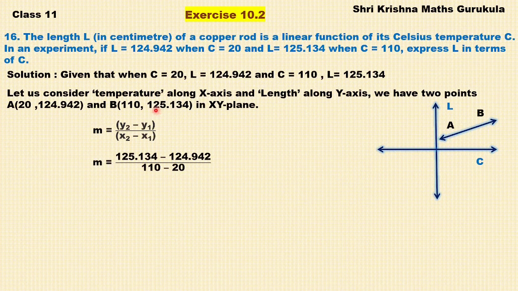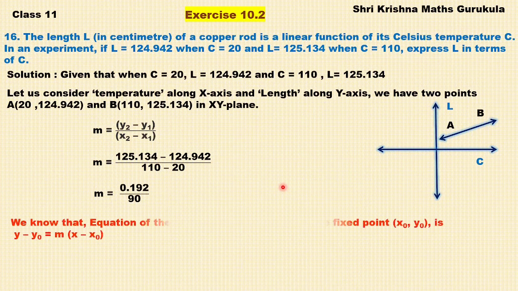Then it will be 125.134 minus 124.942 whole divided by 110 minus 20. So this m is equal to 0.192 by 90, the slope of the line segment AB. So now if we find the equation of the line segment, don't you think we get the linear relation between L and C? Yes, that is what we are going to do now.